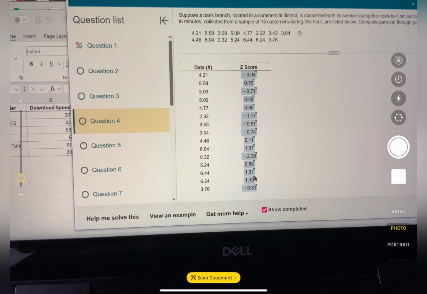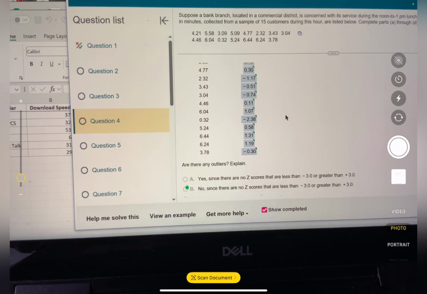1.17, 1.31, 119. You don't see enormously large or enormously small values. Why did they mention negative 3.0 and positive 3.0? Because this score can be maximum between negative 3 and positive 3, okay? That's a limit.